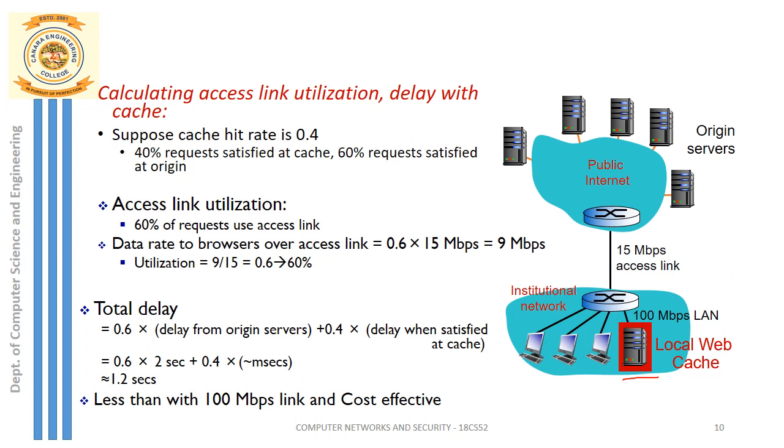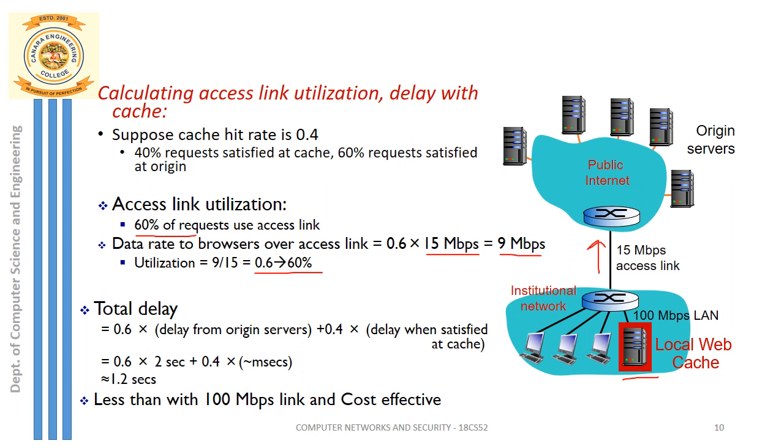So the access link utilization will be 60%. How do we calculate that? First we have to calculate the data rate to browsers over the access link. Since only 60% of the requests go through the access link towards origin servers, we consider 0.6 times 15 Mbps, that is the access link speed, which comes up to 9 Mbps. So out of 15 Mbps, if we consider only 9 Mbps, it results in 60%. So the total access link utilization is 60% in this case.